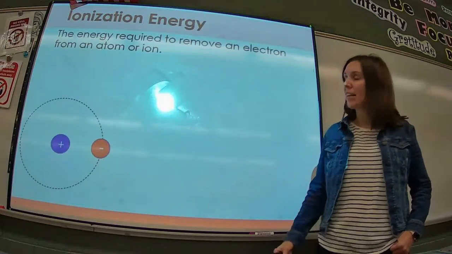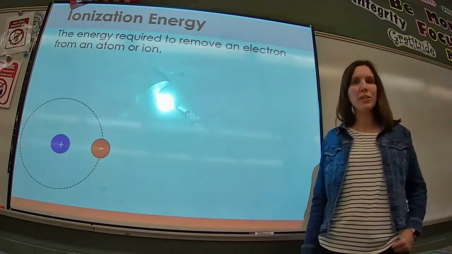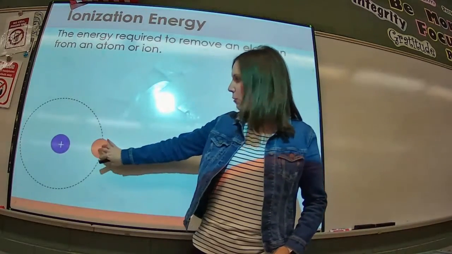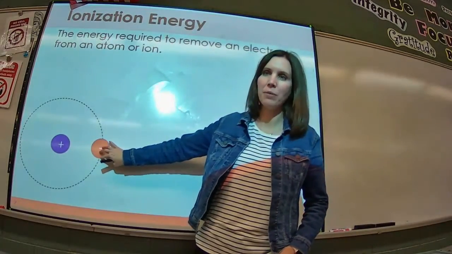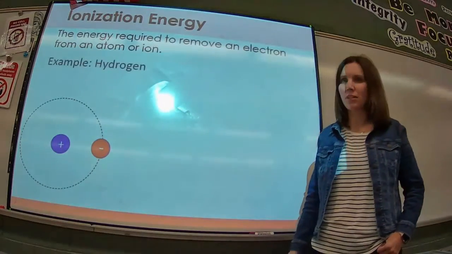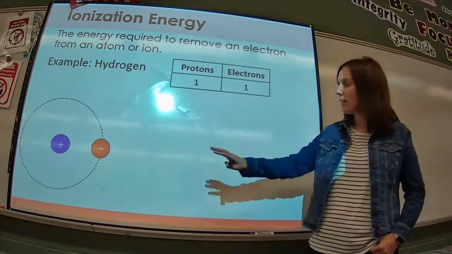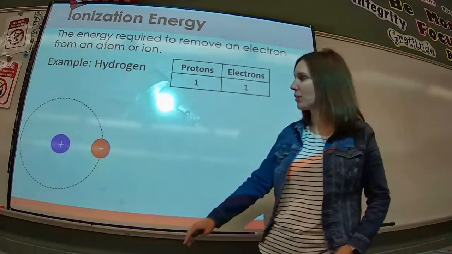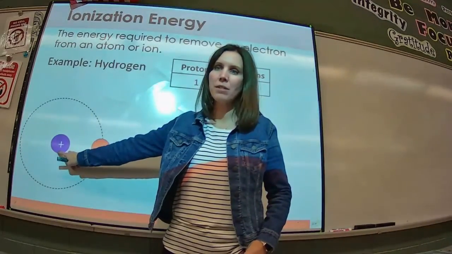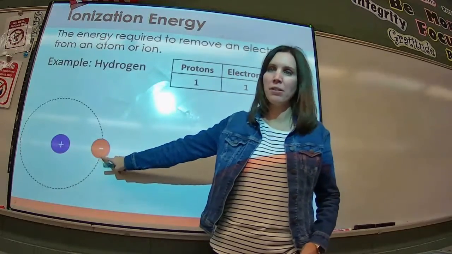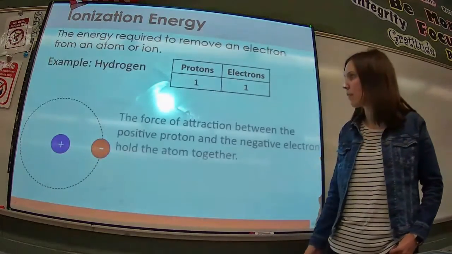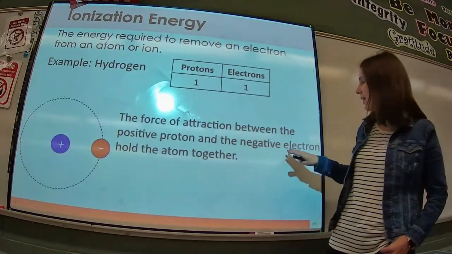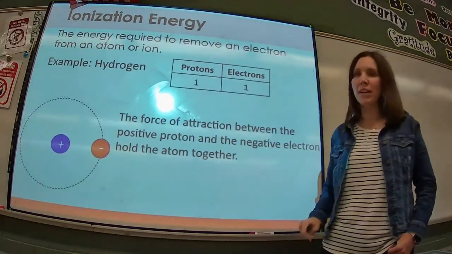So again, ionization energy is the energy required to remove an electron. The amount of energy required to remove this electron from this atom is what we refer to as ionization energy. This particular atom is hydrogen. It has one proton and one electron. The positive represents protons, the negative represents electrons. So the force of attraction between the positive proton and the negative electron is what holds the atom together.